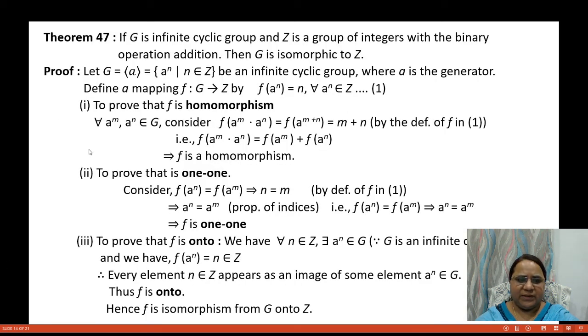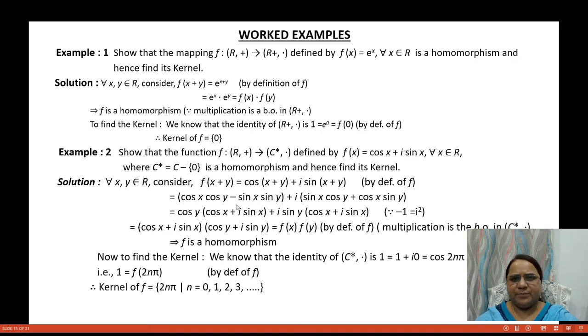Next we have a similar case, that is 47. So the same steps need to be proved in this case also, that is homomorphism, one-one and onto, for this case. We have some worked examples.